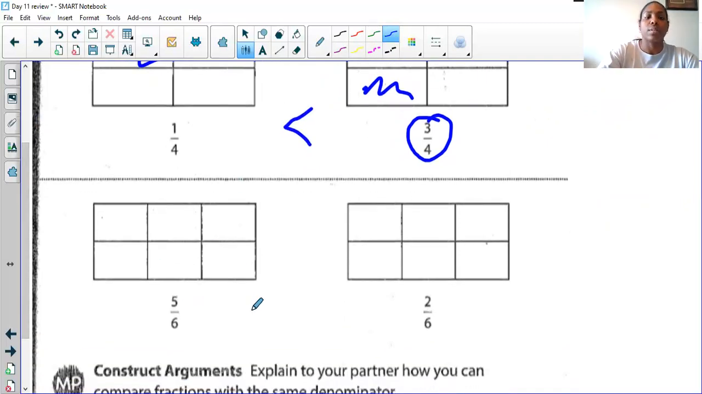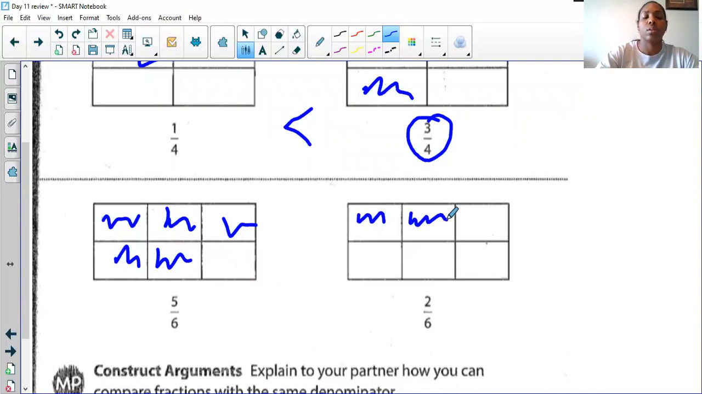Then of course, down at the bottom is asking for 5/6. So I'll shade in my 5 parts. And then our second fraction is asking for 2/6. So which one would be greater, 5/6 or 2/6? If you said 5/6, you are correct, because 5 parts shaded in is greater than the 2 parts shaded in. Because remember, our denominators are the same. So that means 5/6 is greater than 2/6.